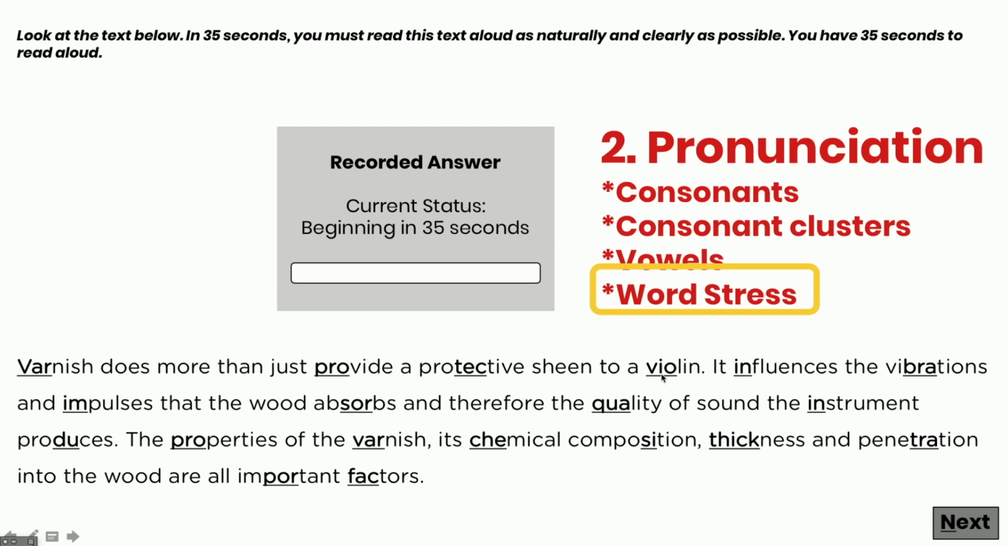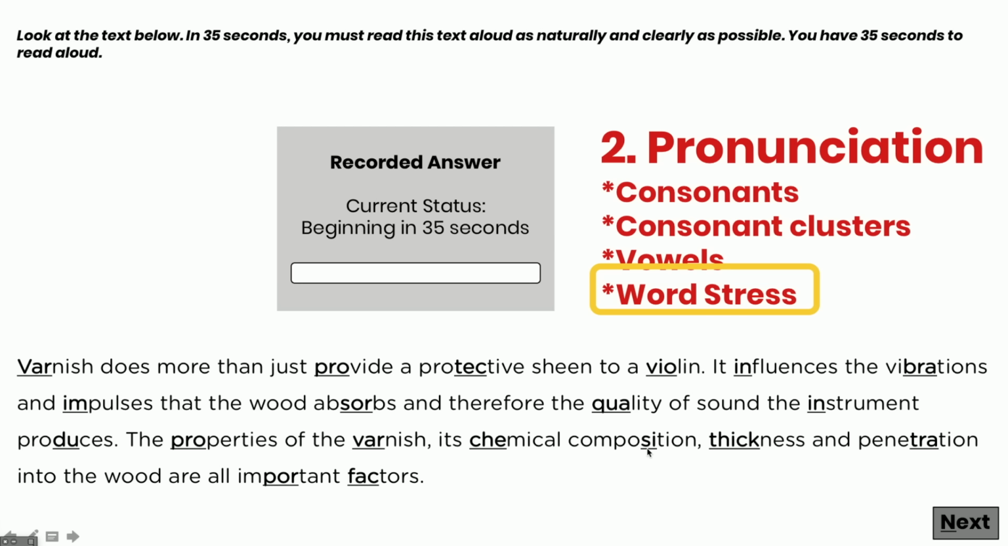Sometimes, admittedly, it's hard to identify where the stress is. Let's look at this one. Influences. So it's influences. It's not influences. Vibrations, impulses, absorbs, quality, instrument, produces, properties, varnish, chemical, composition, composition.